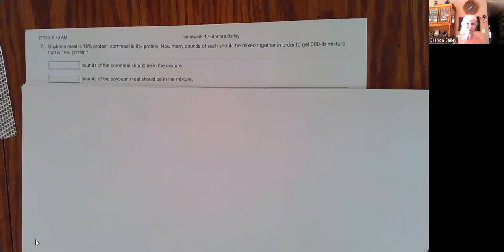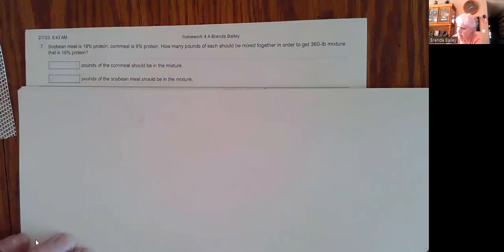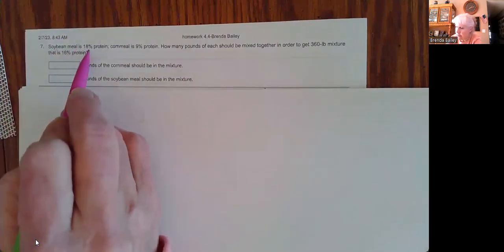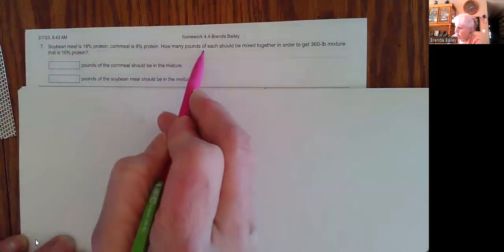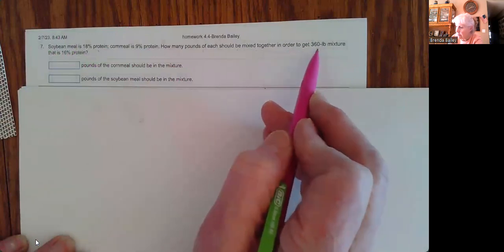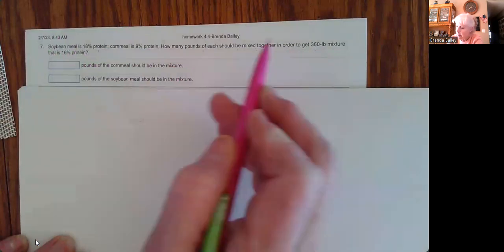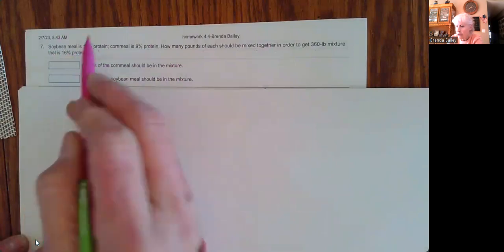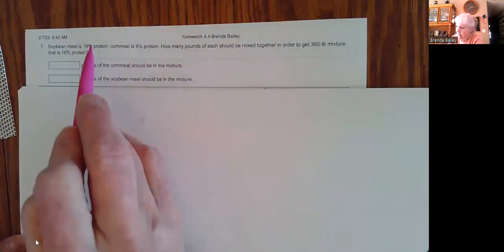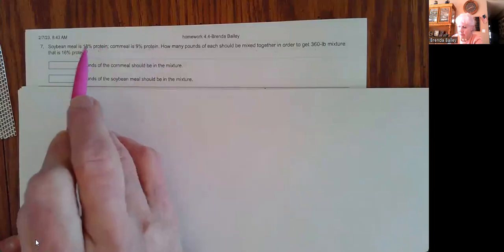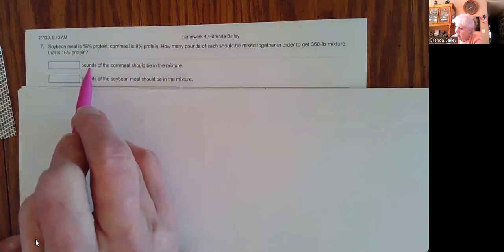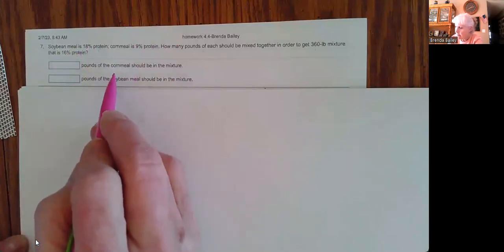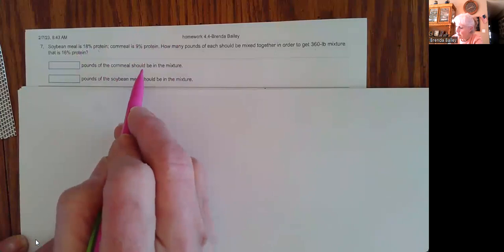Same as the one with the acid that we just did. We have soybean meal is 18% protein. Cornmeal is 9% protein. How many pounds should each be mixed together in order to get a 360-pound mixture that is 16% protein? It's important that we have protein, protein, protein, which is good. So they're not trying to trick you. How many pounds of the cornmeal should be in the mixture?